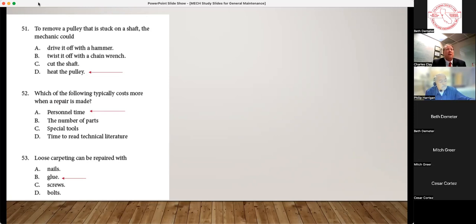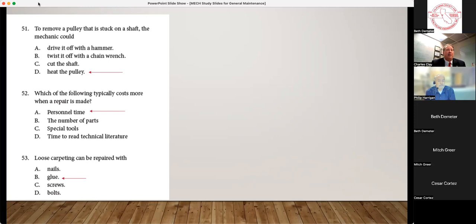52 says, which of the following typically costs more when a repair is made? It's actually your time, believe it or not. The number of parts, specialty tools, reading the technical literature. A lot of times, if you look at repair cost, it's becoming more and more the labor piece of it. Loose carpet can be repaired, and this one I want you to think about.